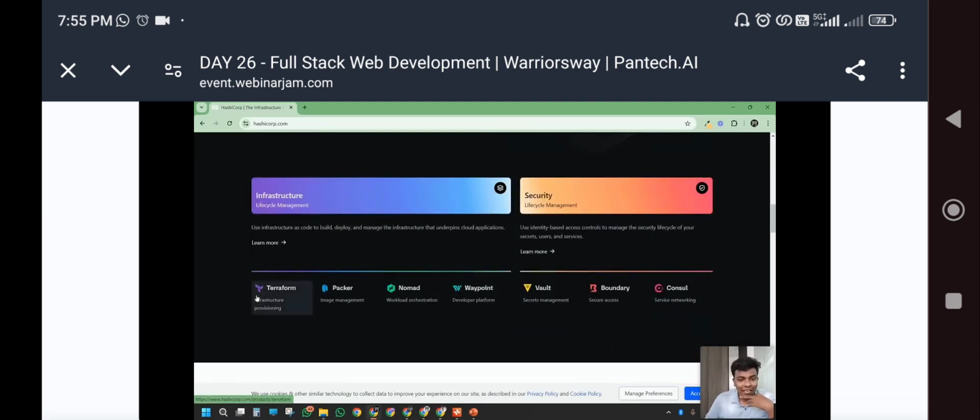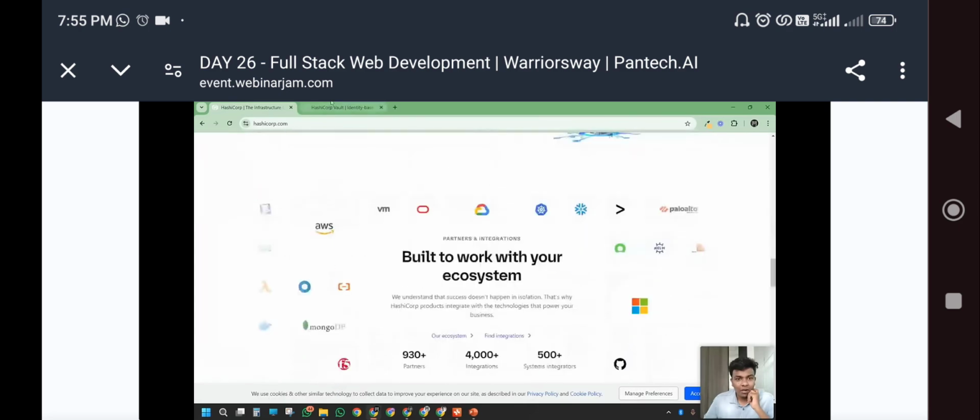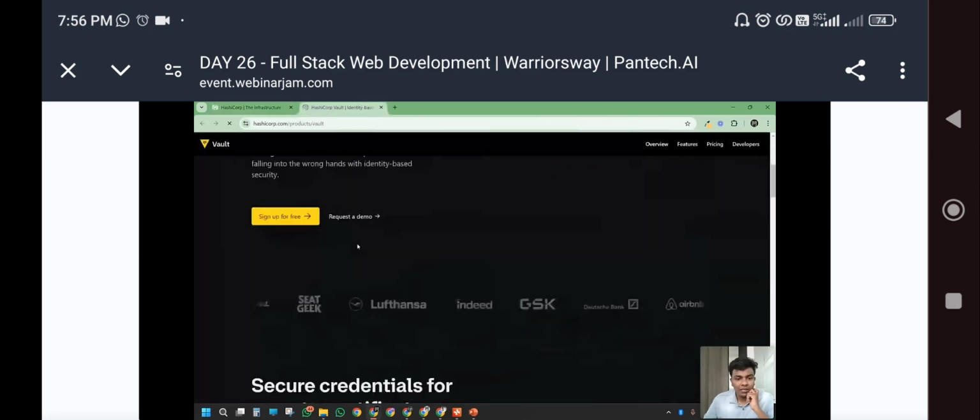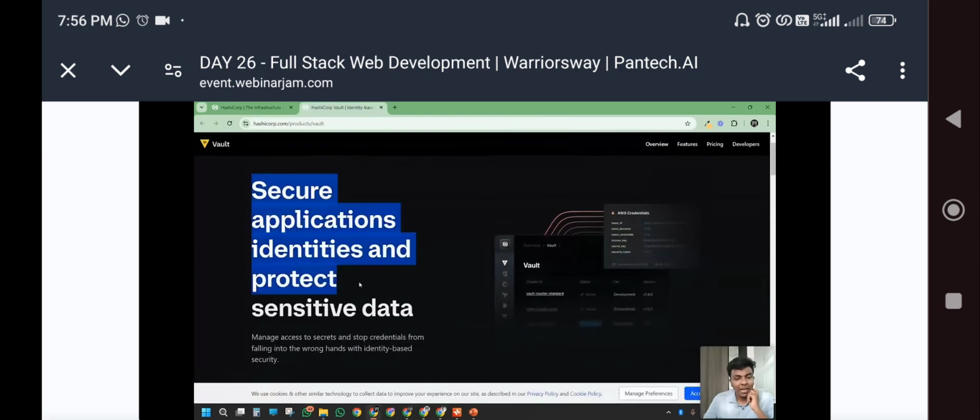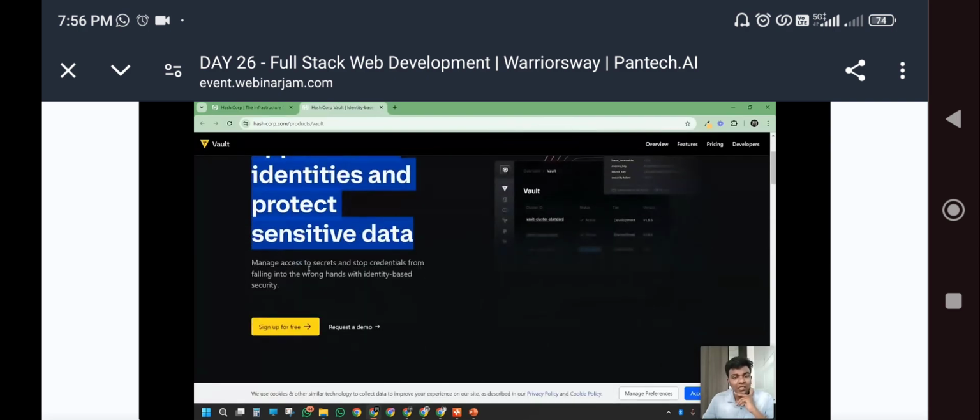Okay, in infrastructure, we have Terraform for infrastructure provisioning, Packer for image management, Nomad for workload orchestration, and Waypoint for the developer platform. Whereas the second category, apart from infrastructure, is security. In security, we'll have tools such as Vault, Boundary, or Consul. Okay, so you just go through it. So on HashiCorp, I'm just going for Vault. You can see it secures application identities and protects sensitive data, manages access to secrets, and stops credentials from falling into the wrong hands with identity-based security.